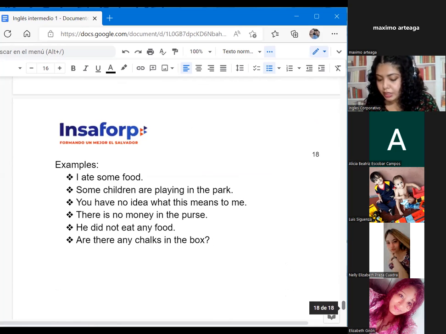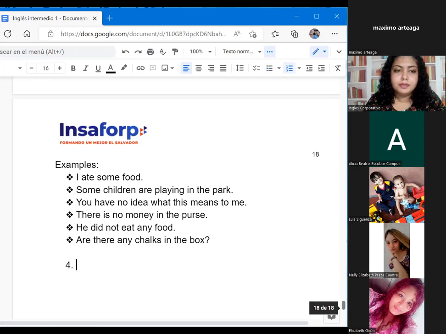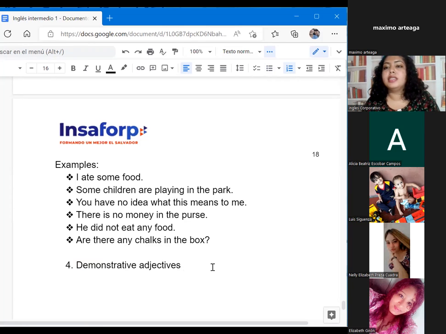There are the demonstrative adjectives. Número cuatro, para finalizar, demonstrative adjectives. In this information, we have that the demonstrative adjectives indicate the noun, they point out the person, place, or thing to which we are referring. They answer the question, which. Some such adjectives are this, that, these, and those.